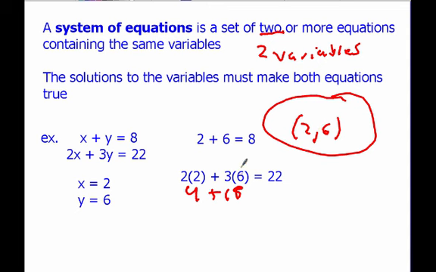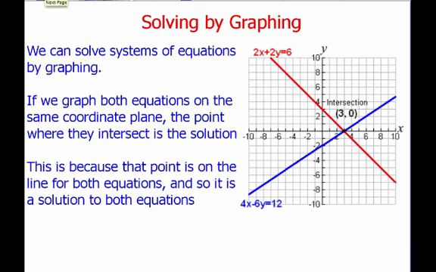We're going to discuss in a minute that there are 3 different types of solutions that they can have. This one only has one. So the idea is a system of equations is two or more equations having the same variables. The solution must be a solution to both of them. So for this video, we're going to talk about solving them by graphing.